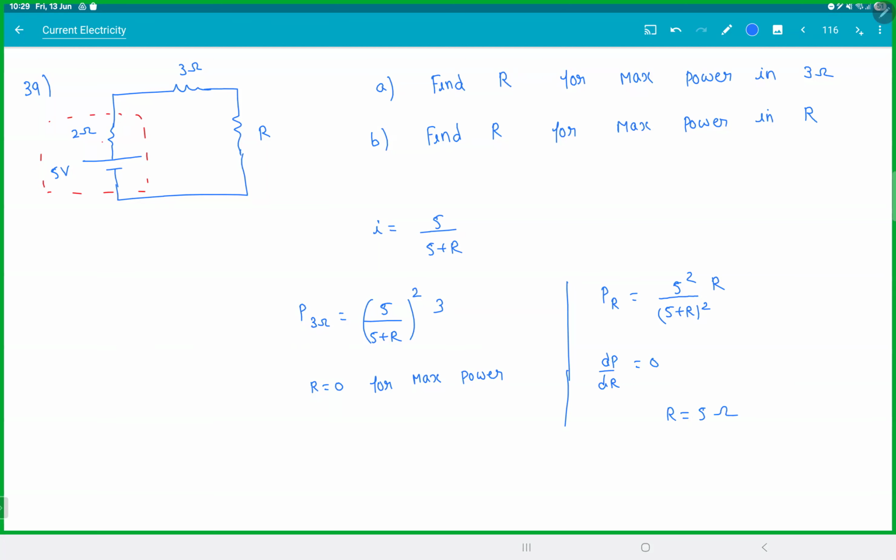R equal to R will give you maximum power in capital R. But the first question is find R for maximum power in 3 ohms. That has nothing to do with the maximum power transfer theorem. Is this clear, everyone? So 0 is the answer for the first one. So be careful. Got this?